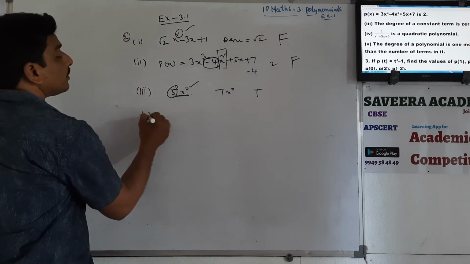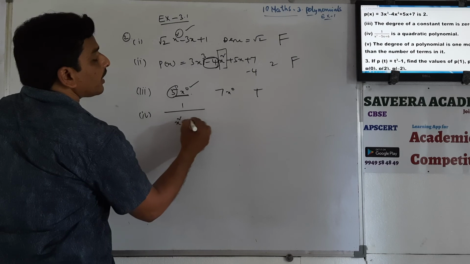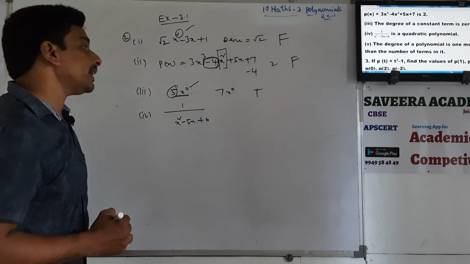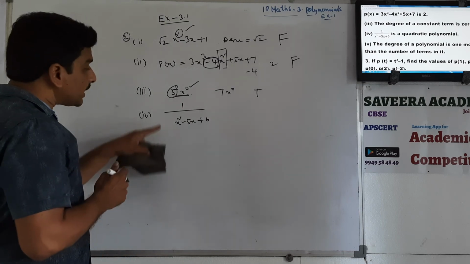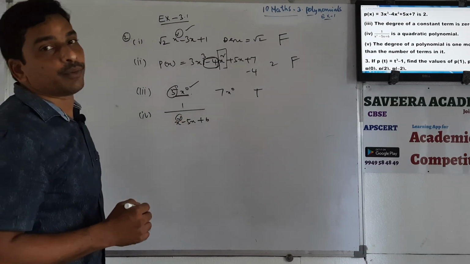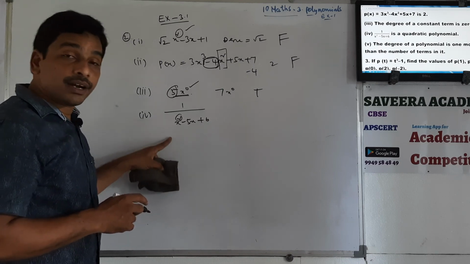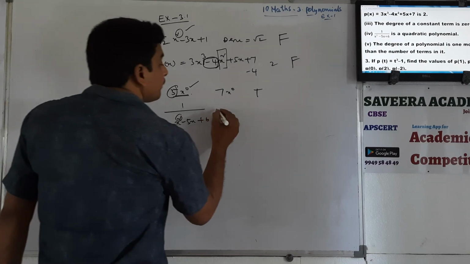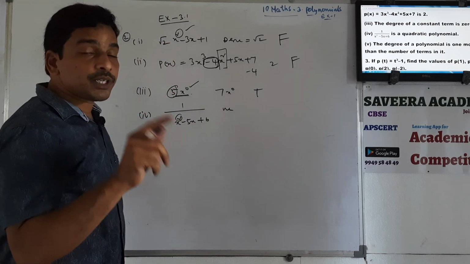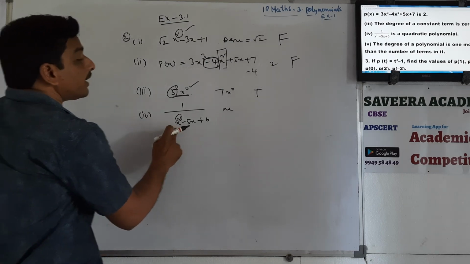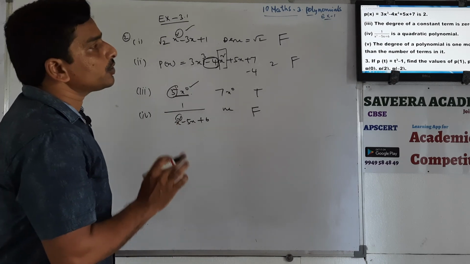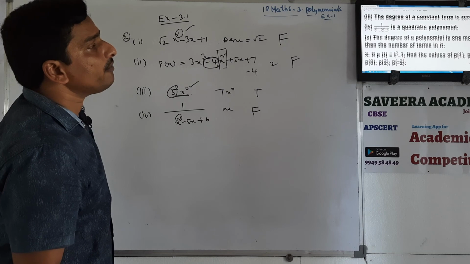Next, the fourth one. 1 by x square minus 5x plus 6 is a quadratic polynomial. If you see like this, you think this is a quadratic polynomial because a square is there. But first of all, it is not a polynomial. Why? Because 1 by is there. On bringing up, you will get negative integers. But according to the definition of a polynomial, non-negative integers must be the powers. So this is a false statement. First of all, it is not a polynomial, so calling it a quadratic polynomial is a false statement.